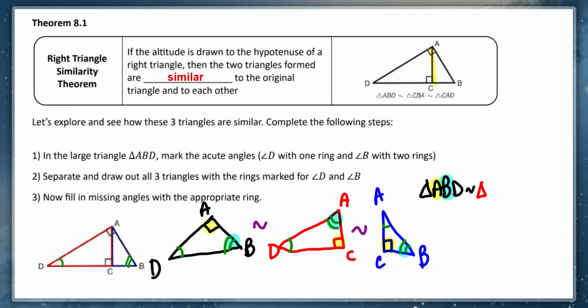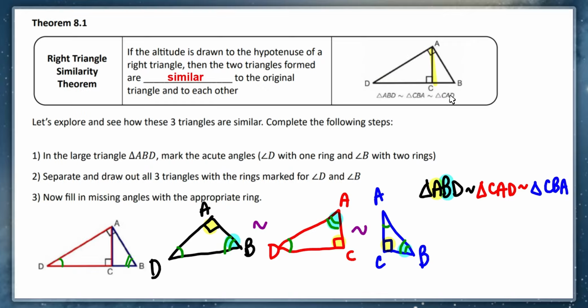So if we were to look at writing our similarity statement here, following the same order, we have first the yellow angle, then the blue. So in the red triangle, this would be CA, and our last angle is D. So that leads us to finish the last triangle, which would be following the same order, yellow angle to blue, so CBA. And here is the way that we would write that similarity statement. So we use the rings here to help us write that similarity statement. So here we have triangle ABD is similar to triangle CAD, which is similar to triangle CBA.